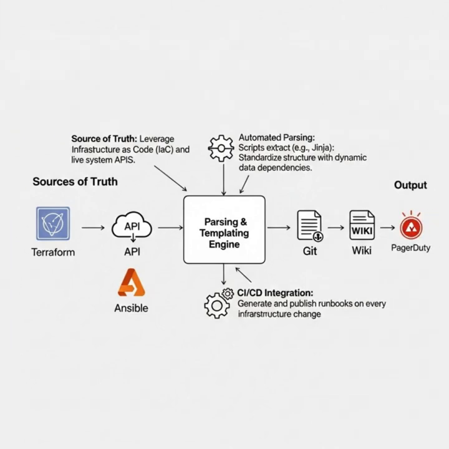So, how do we fix this? We treat runbooks like software. We build a pipeline. The foundation of this approach is establishing a single source of truth. This isn't a wiki, it's your actual system configuration. Your infrastructure is code files from Terraform or Ansible, or even live data queried from cloud provider APIs. The first step in the pipeline is an automated script that parses this source of truth. It extracts the critical metadata, service dependencies, IP addresses, health check endpoints, and alert definitions.